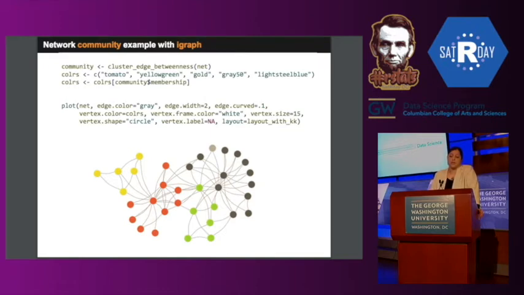And so this cluster edge betweenness function in iGraph can identify those communities for us, and then the rest of the code here is simply using the different communities to change the color of the nodes on the network in this plot, right? So I'm just feeding the vertex color parameter in the plotting function a vector of the colors based on communities.